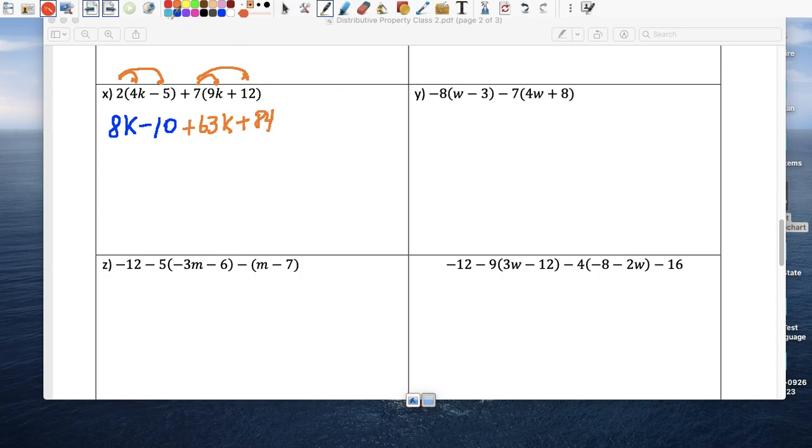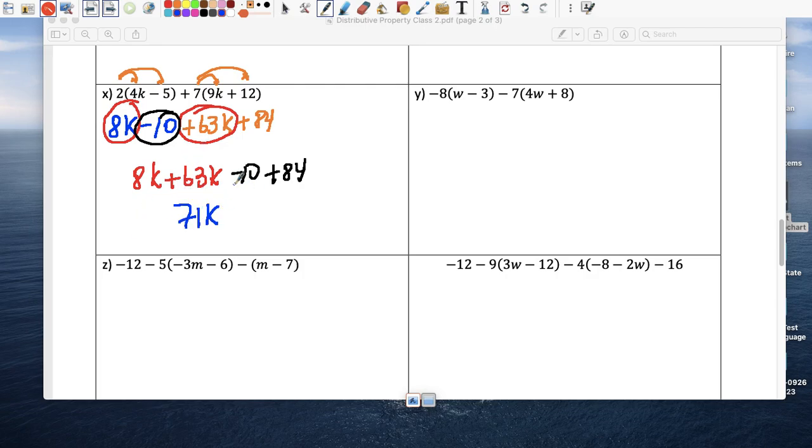Like terms, I see them here. Sorry, change colors. I see them here. 8k and positive 63k will be side by side. And then negative 10 and positive 84 will be side by side. Combine like terms, what's positive 8 plus 63k? They're both positive, so it's just 8 plus 63, 71k. Here it's negative 10 plus 84, so it's going to be positive 74. Final answer.